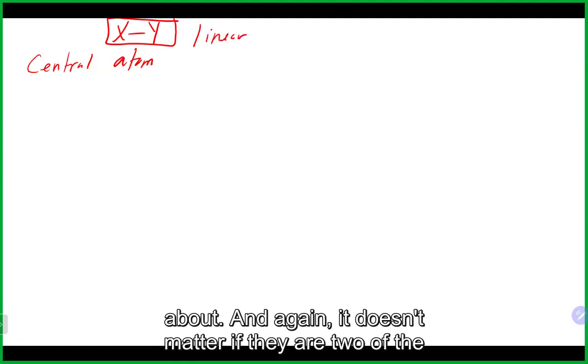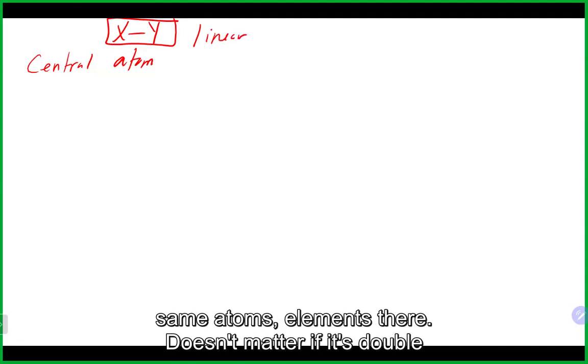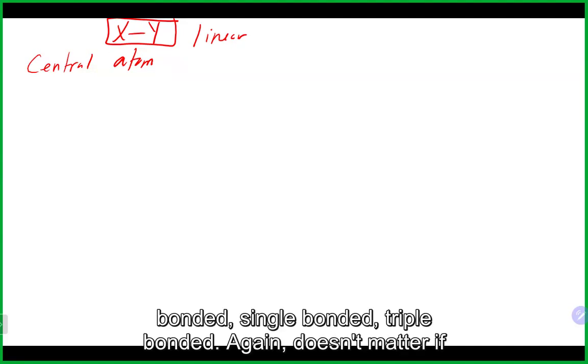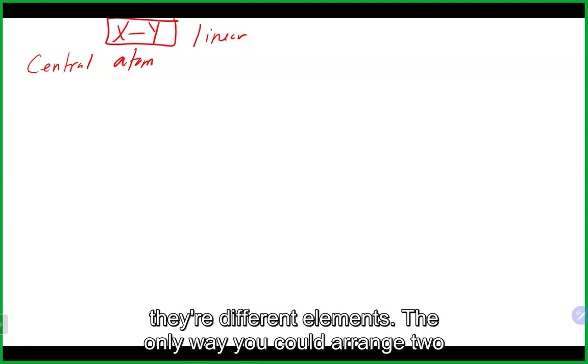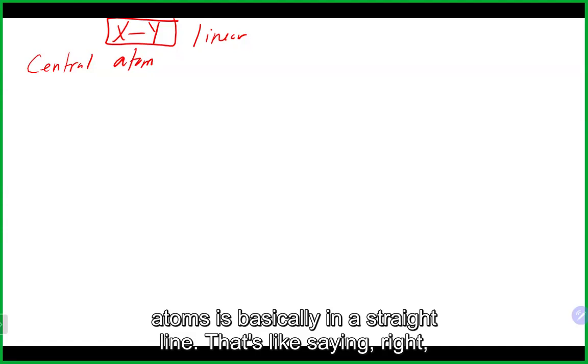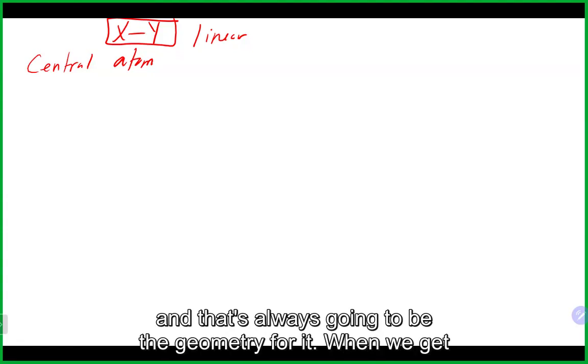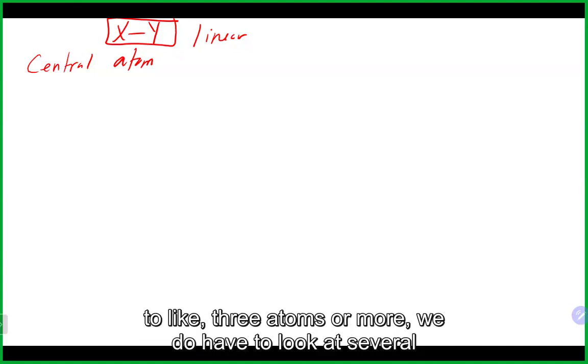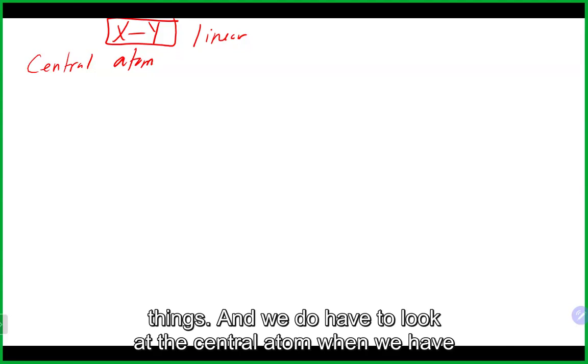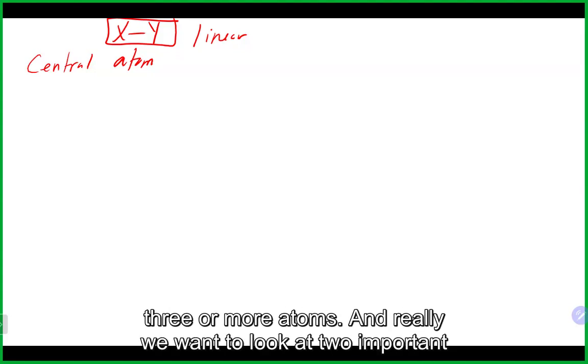And again, it doesn't matter if they are 2 of the same atoms or elements. Doesn't matter if it's double bonded, single bonded, triple bonded. Again, it doesn't matter if they're different elements. The only way you could arrange 2 atoms is basically in a straight line. That's like saying the shortest distance between 2 points is a straight line, and that's always going to be the geometry for it. When we get to 3 atoms or more, we do have to look at several things, and we do have to look at the central atom when we have 3 or more atoms.